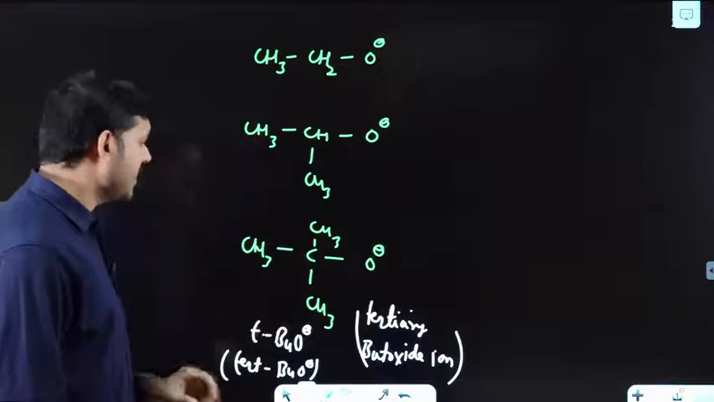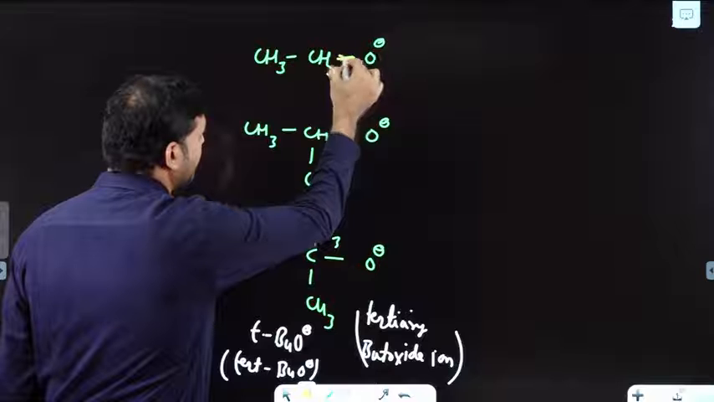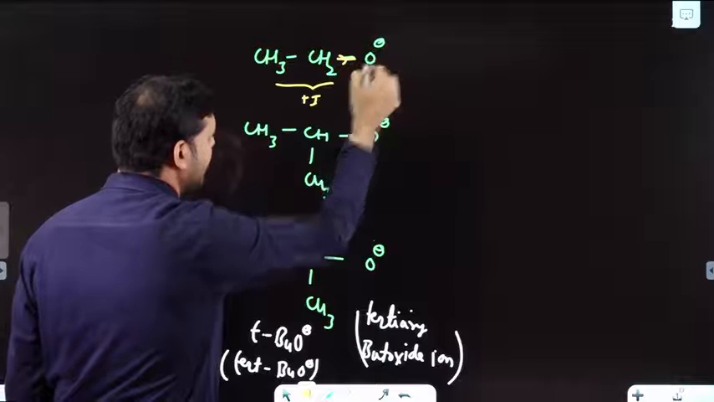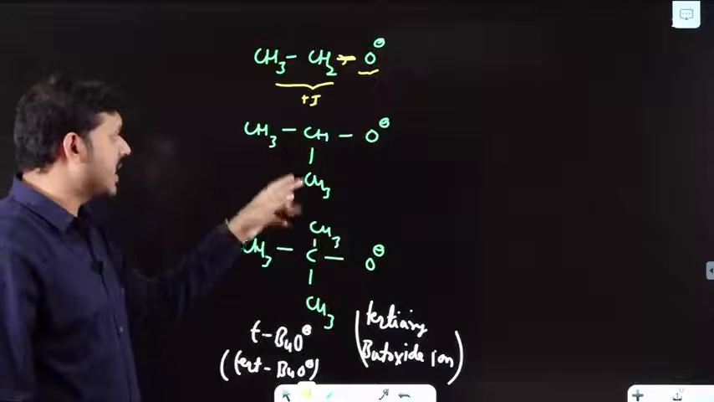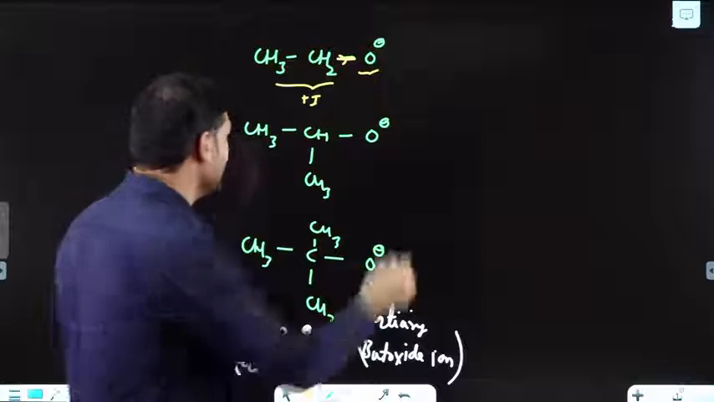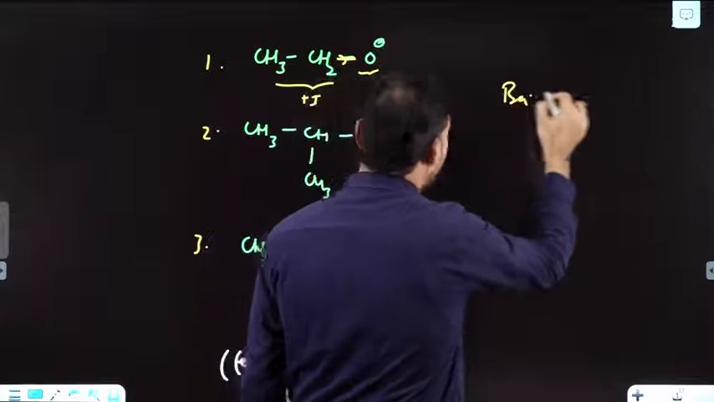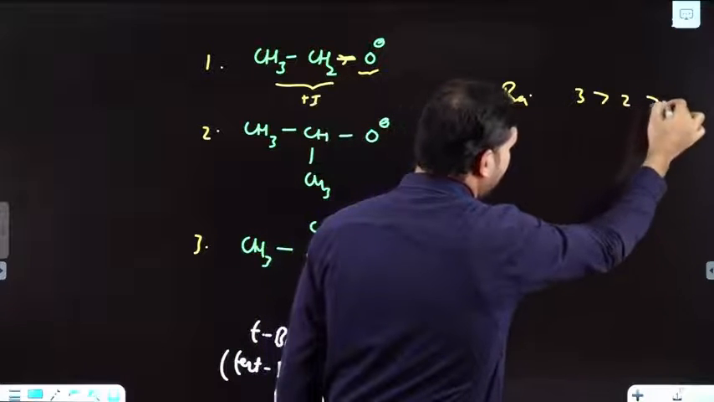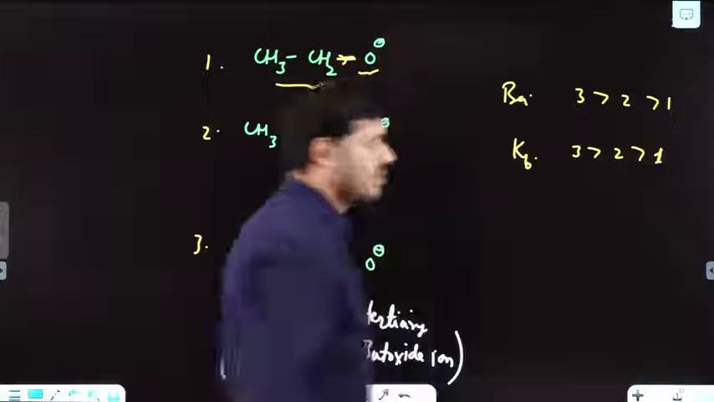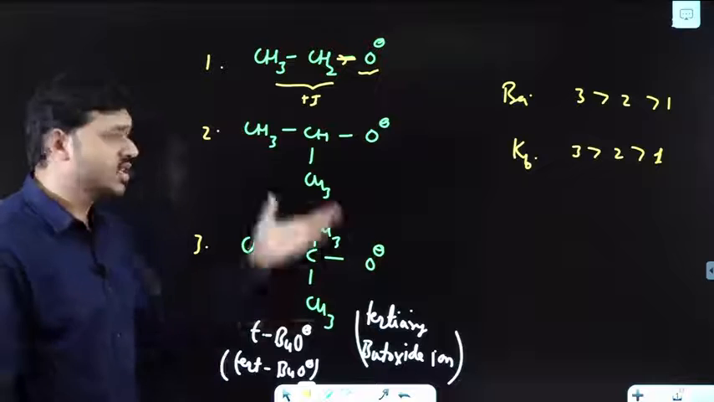Among these three, CH2 has a plus I effect, which increases electron density here. This carbon has two methyls, so plus I increases, and here it is further increased. So among 1, 2 and 3, the basicity order will be 3 greater than 2 greater than 1, meaning the order of Kb is 3 greater than 2 greater than 1. Basicity increases, the value of Kb increases and pKb decreases.